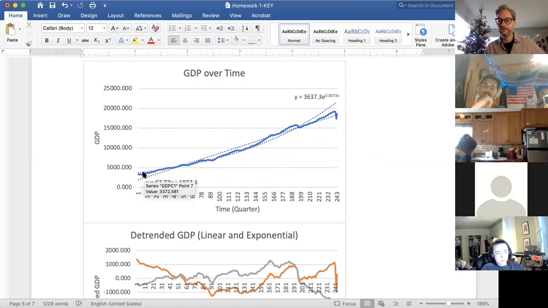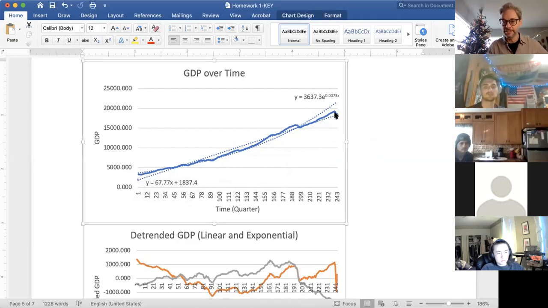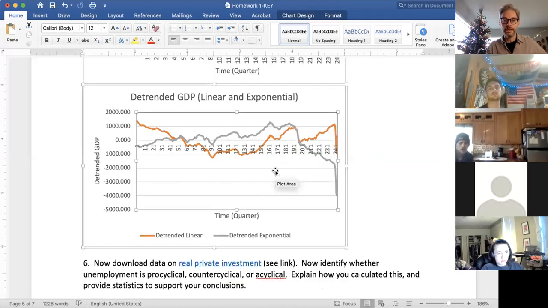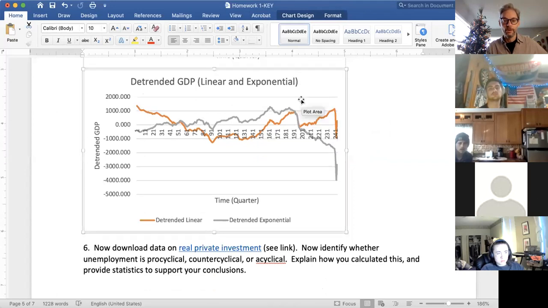And so how do you get detrended GDP? You take actual GDP, which is the solid blue line, minus trend, which is the dotted line, right? And you have to do that for trend when it's exponential, and you have to do that for trend when it's linear. And so what you get here is this graph, where orange is detrended linear and gray is detrended exponential, all right?